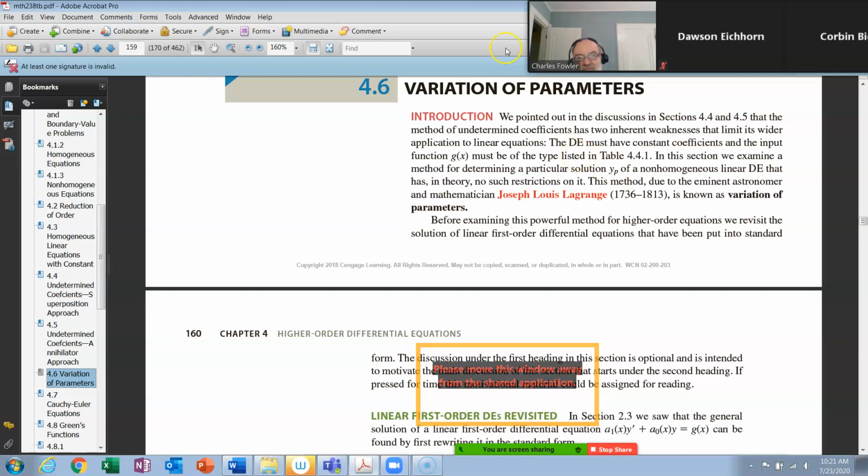In this section, we'll examine a method for determining a particular solution y sub p of a non-homogeneous linear equation that has, in theory, no such restrictions. That method, due to the eminent astronomer and mathematician Joseph-Louis Lagrange. Now, that sounds like a fairly French name. I don't recall right now whether he was. They don't say here. But anyway, he came up with this. I'm guessing it was French.